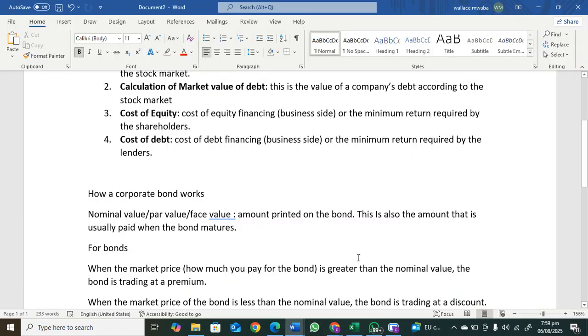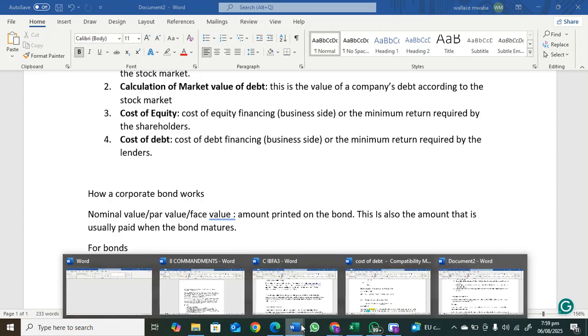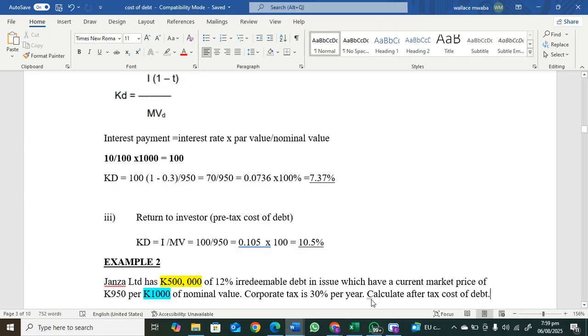Okay, so once you get the interest payment, just do this. Interest payment, open brackets 1 minus T. Remember, when a company takes on debt, it means it's saving on taxes, and you divide by the market price. What is the market price here? Correct. Yes. All right.